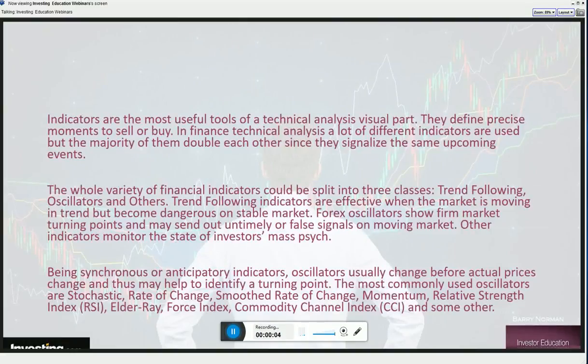Forex oscillators show firm market turning points and may send out untimely or false signals on moving markets. Other indicators monitor the state of investors' mass psyche. Now, you have to keep in mind that you have three different segments. Oscillators are very, very unique. Most new traders, or some experienced traders, don't realize the differences, and when you're building your trading system, you have to include each one of these types.